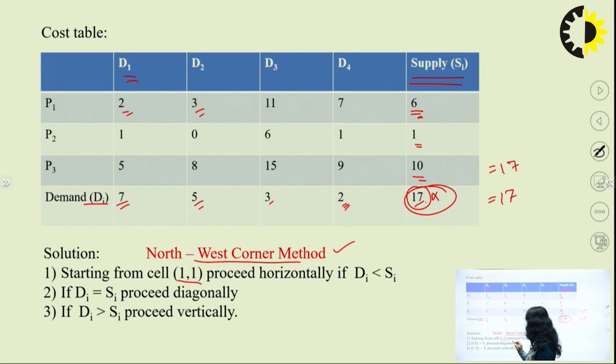Starting from the cell 1 1, because it is the northwest corner method, we will select the cell 1 1 and proceed horizontally if di is less than or equal to Si, means demand is less than supply. We will proceed diagonally if di is equal to Si, and we will proceed vertically if di is greater than Si. Okay. So these are the different steps that we are going to follow.